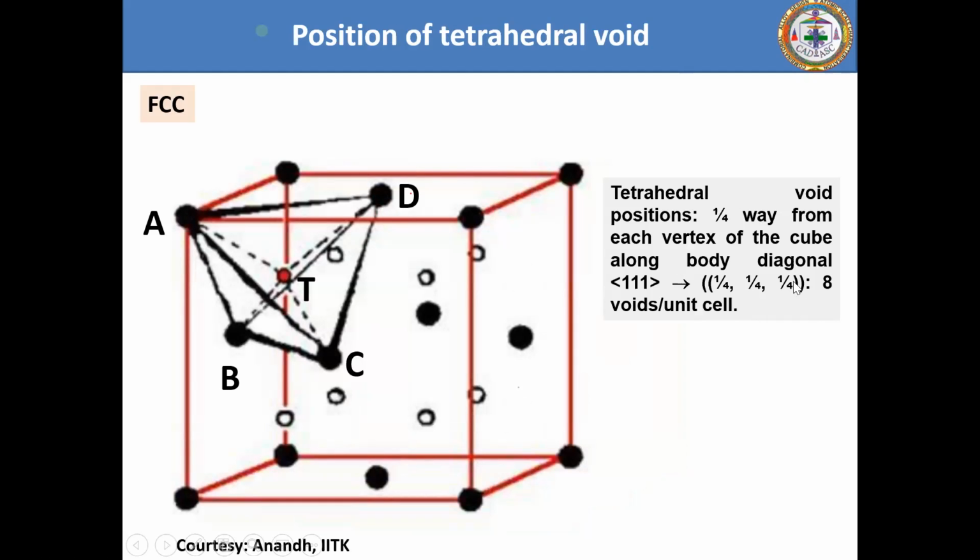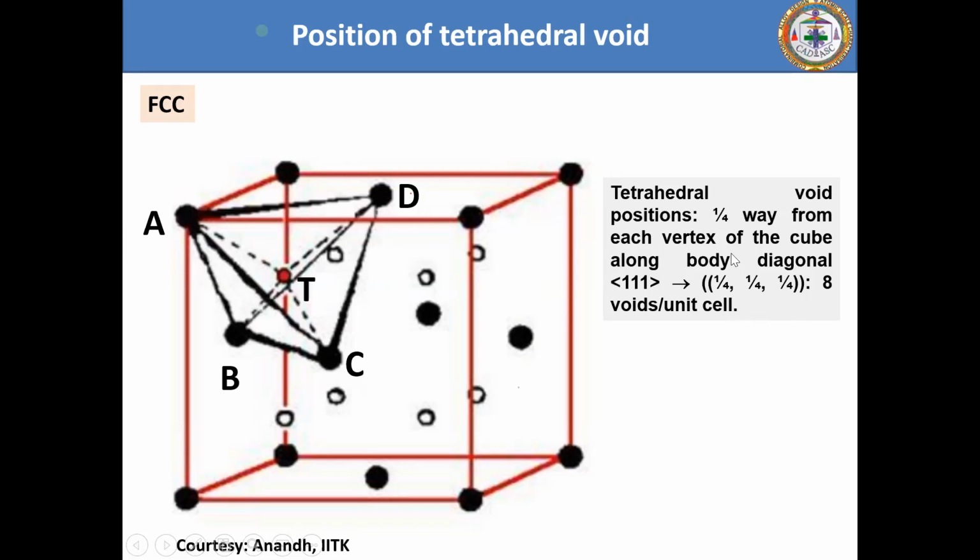Okay, so these are the positions. This is not at all difficult, it's too easy. So the void position, this position, point T. This red position I was talking about is a void position. It is hard to guess, but it is actually 1/4 away from each vertex of the cube. So each vertex of the cube means what? This vertex, this vertex. Of course, from the other vertex it should be 3/4, but okay.